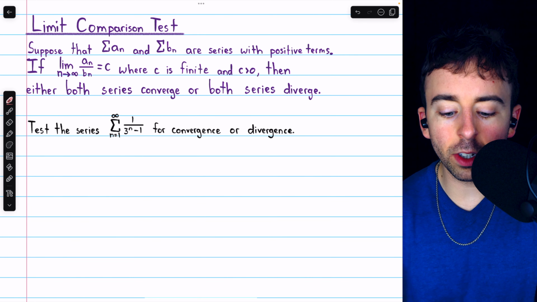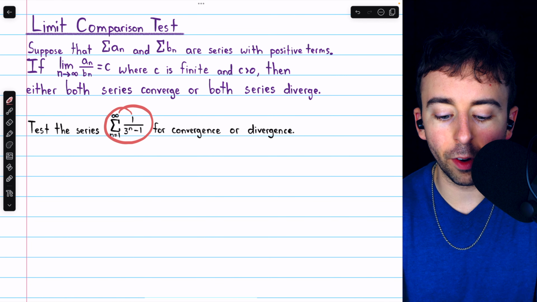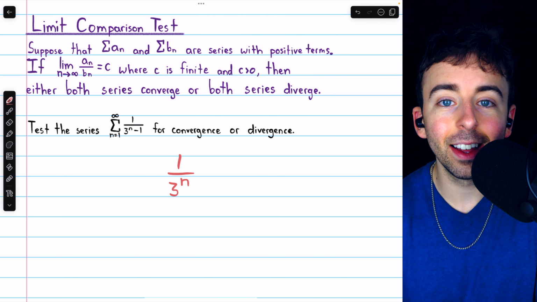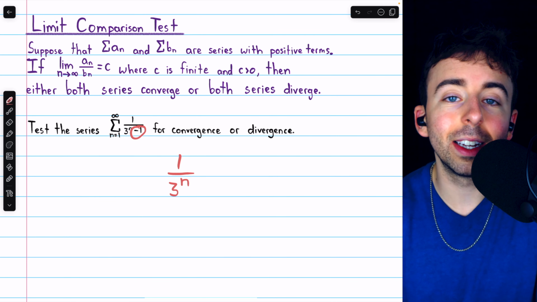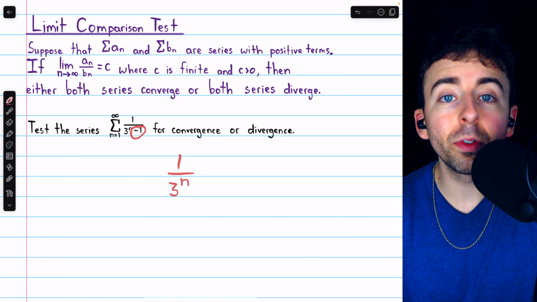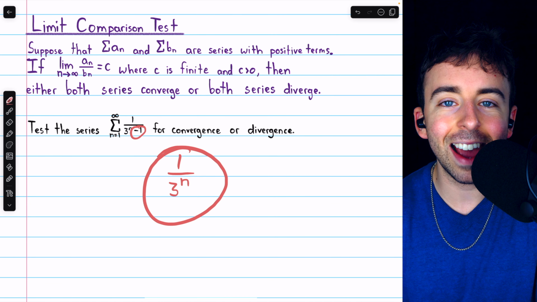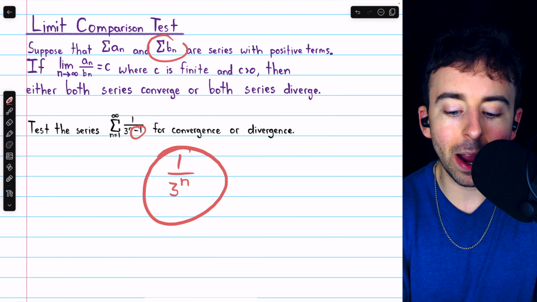At a glance, you should expect that this series would converge because it's very close to the geometric series 1 over 3 to the n. It just has this minus 1 in the denominator. So for the limit comparison test, the geometric series 1 over 3 to the n is exactly the comparison series we'll use.